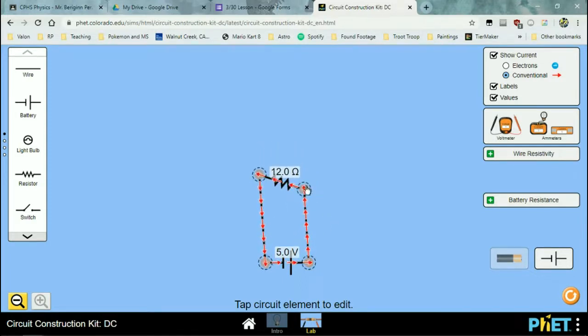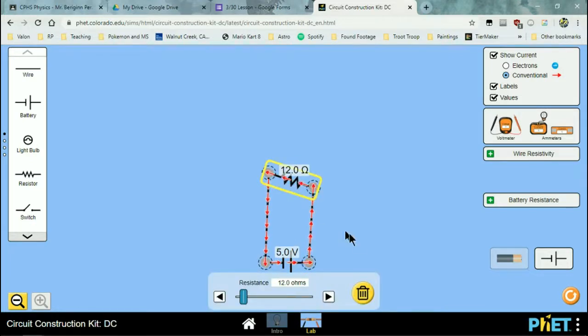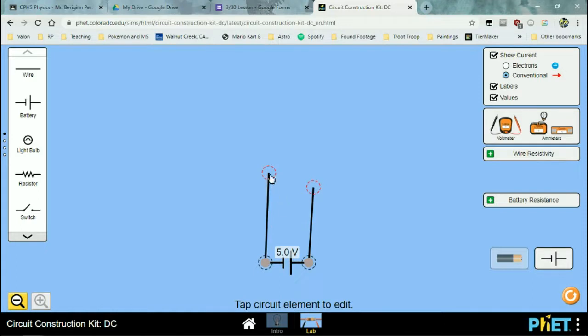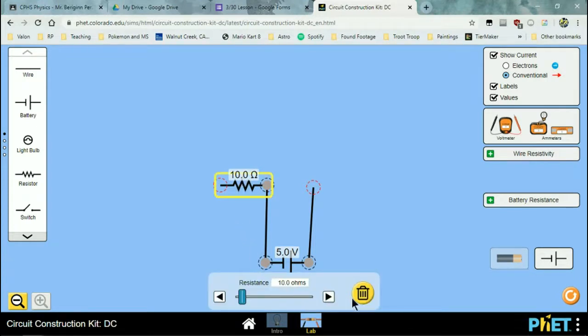Now, a couple things you could do with this. How do I disconnect this, actually? Yeah, I have to just delete it. Let me delete that for a second. Let me put this back in. Okay, and I'm going to change this back to 12. Okay.